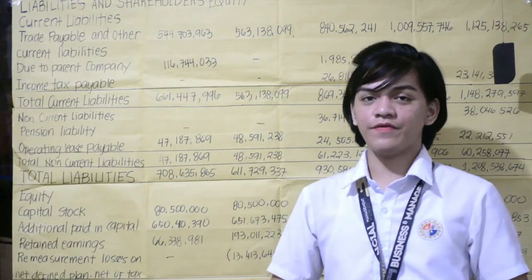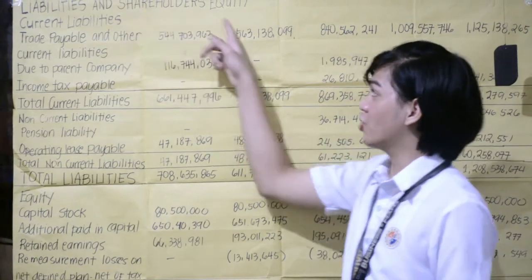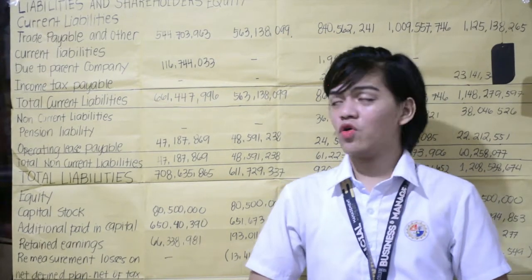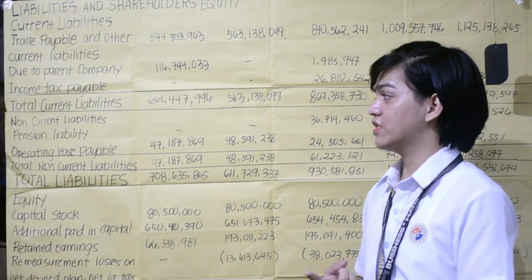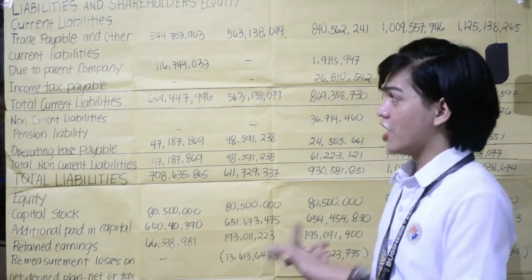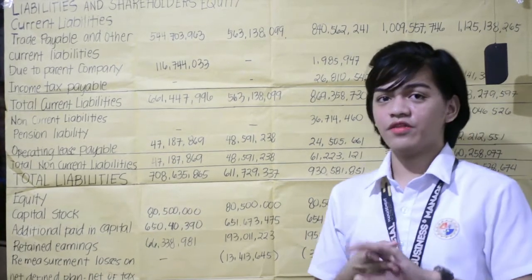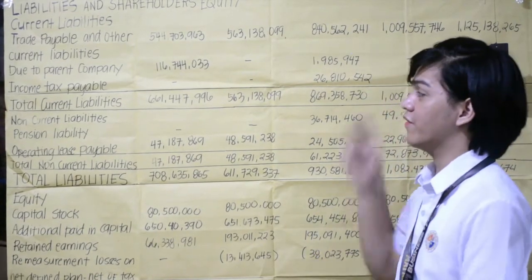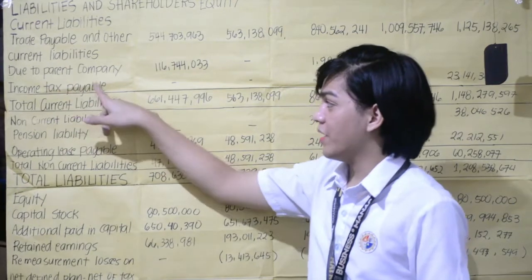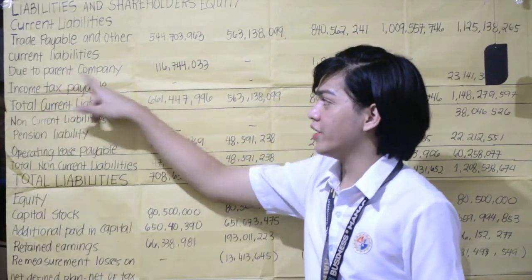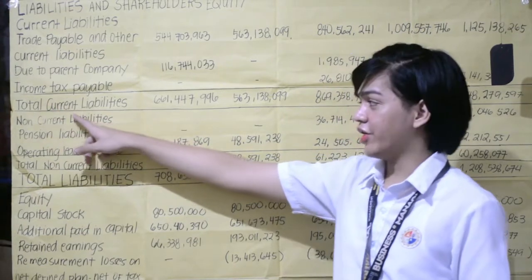On the next section of the financial position is the liabilities and shareholders equity of the company. On the liabilities part, the accounts are listed according to their payment. So, the liabilities is divided into two parts, the current liabilities and the non-current liabilities. The current liabilities are the accounts listed for their short-term obligations. These are, for example, the trade payable and other current liabilities, income tax payable, and due to parent company. We need to total these current liabilities.